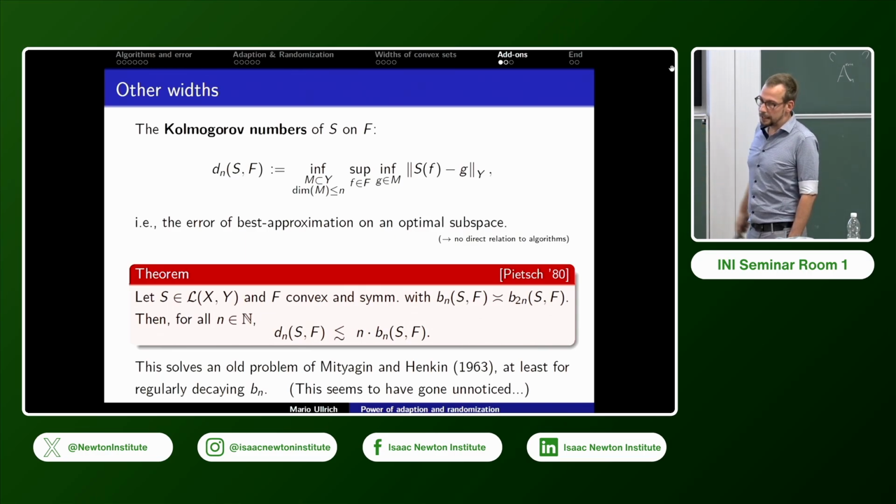I show you this result because anyone in approximation theory might know Mityagin and Henkin, who are basically the godfathers of widths. There are a lot of results, and they had a big open problem, which stayed open until, not even Pietsch knew that this was known. I asked Pietsch himself before he died recently, and he did not know. So it went totally unnoticed for many years. Many of you know the book of Pinkus from '85. Pinkus did not know. He posed the problem of Mityagin and Henkin and said this is still open and one of the most important problems in the field, but it was already solved when he posed the problem.